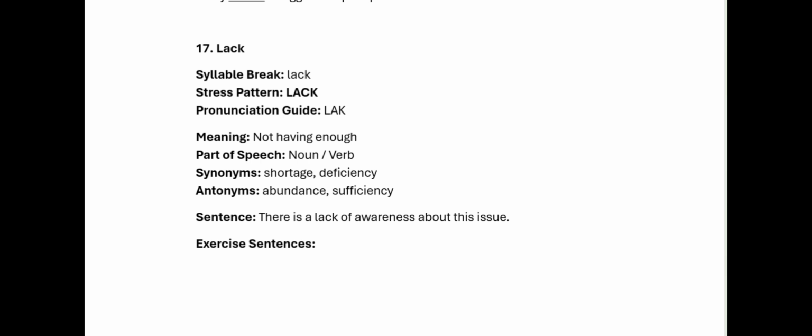It is a verb or a noun. The synonyms are shortage or deficiency. The science students will easily capture the word deficiency. Opposites are abundance and sufficiency. The same abundance word we have used in the first category of paucity. The antonym there again was abundance. The sentence is, there is a lack of awareness about this issue.